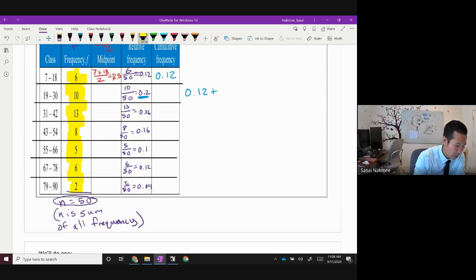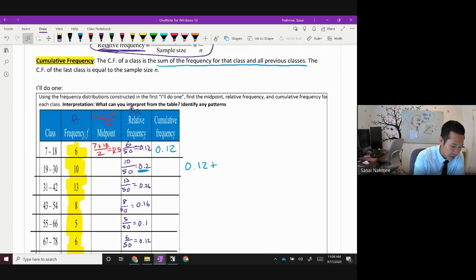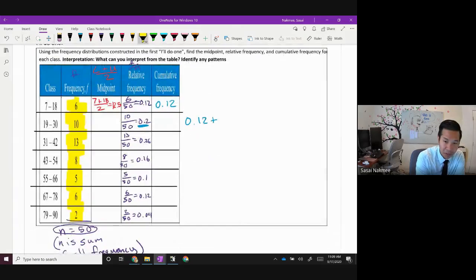But here's where the tricky part comes in now. For the cumulative frequency, we're looking at all the numbers in the relative frequency, and we're going to add those up, but we're going to add them up along the way. You ready? So the first one is 0.12 because this is 0.12. There's no other number with it, right?